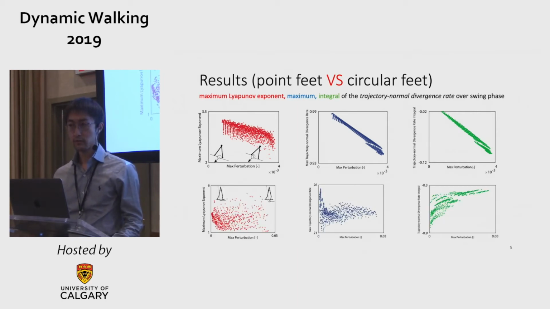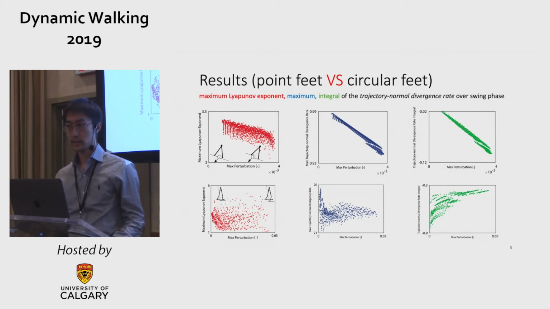For the circular feet walker, we also vary the two configuration parameters, which are the floor slope and the foot radius. We can see that all three stability metrics become less well correlated with gait robustness.